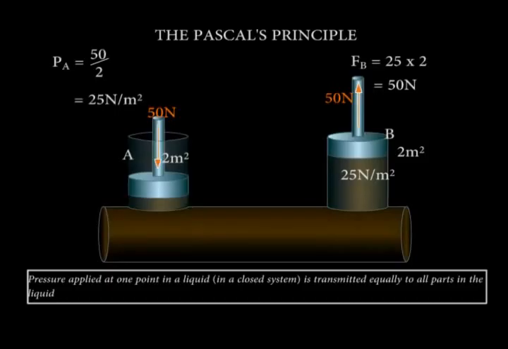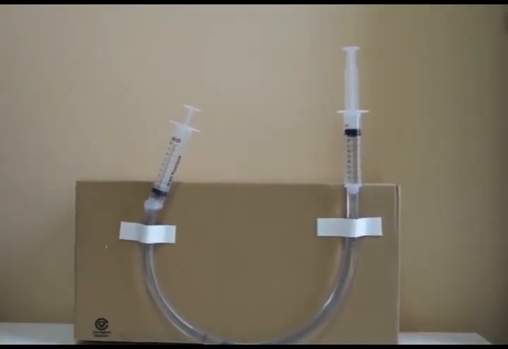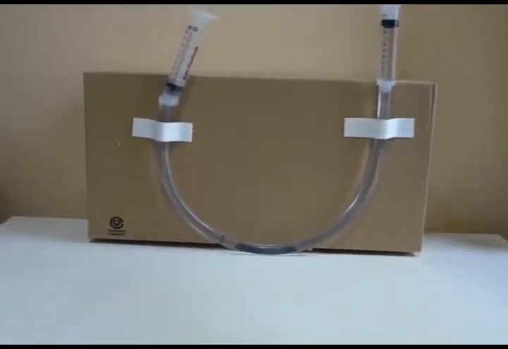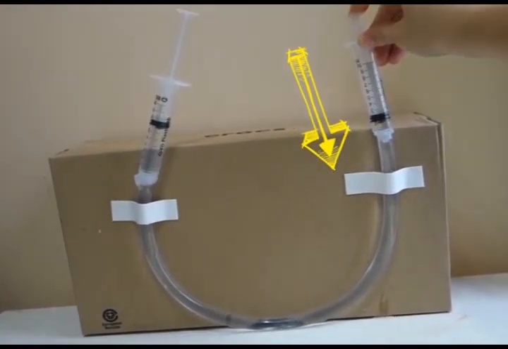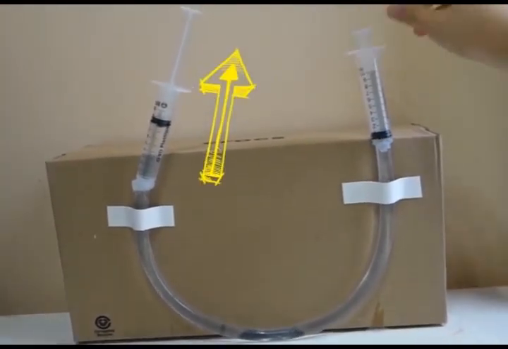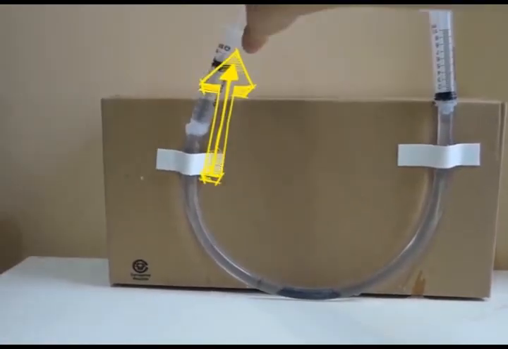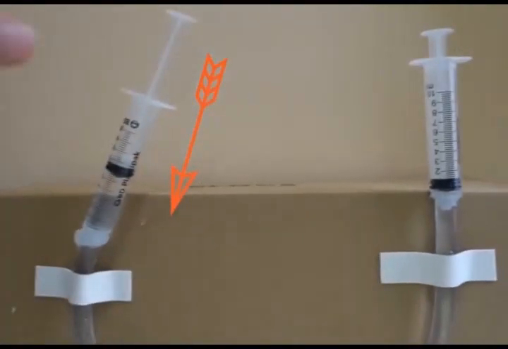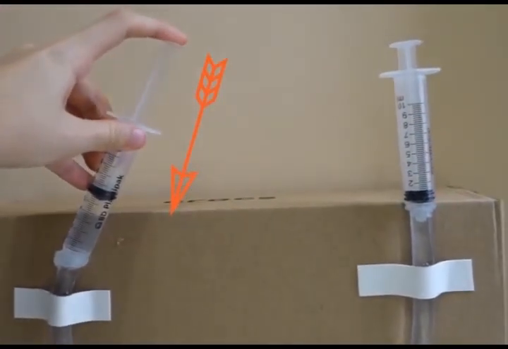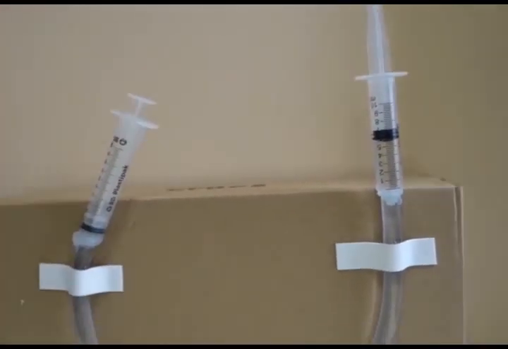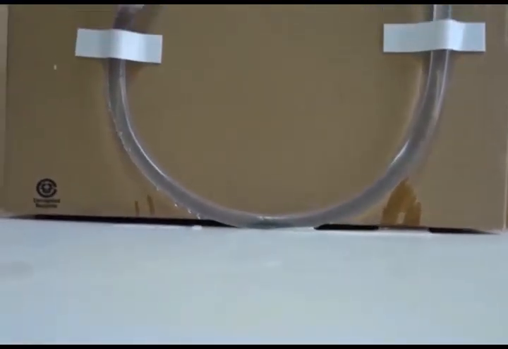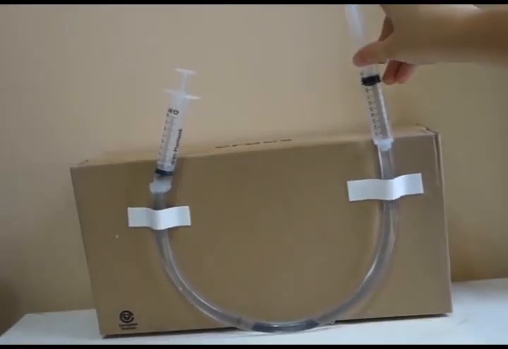What if the area of the pistons varied? How would that affect force? One way to find this out is to use a simple system of two syringes, tubing, and water. When we apply force on one of the syringes, the other goes up. Because the fluid is incompressible, the pressure is transmitted from the first syringe to the other, causing it to fill with water. You will notice that it is easier to push the smaller syringe down than the larger one.